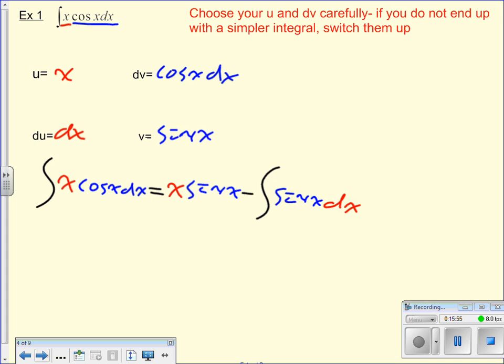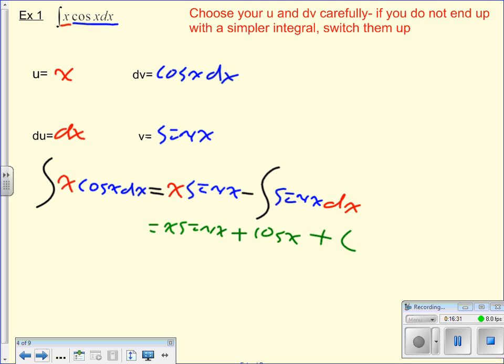Okay. So my final answer: I get x sine x, and then I do the antiderivative of the sine of x. What's the antiderivative of sine x? Negative cosine x, but I already have a negative here, so it ends up being plus cosine x. And then what do I have to have because I don't have bounds? Plus c.